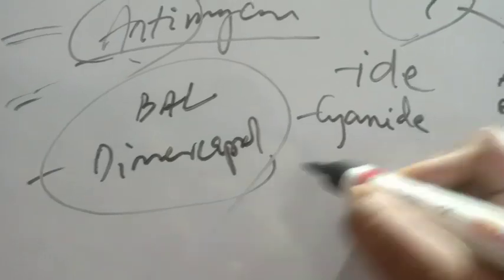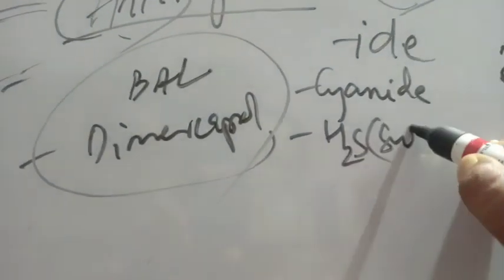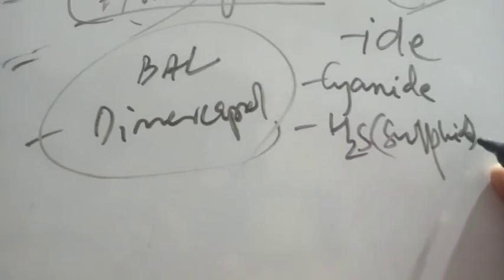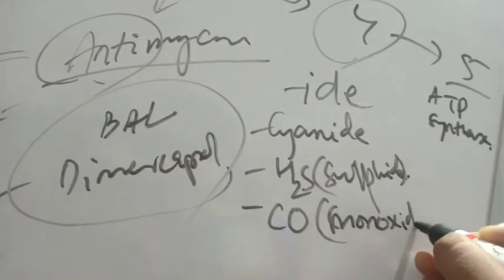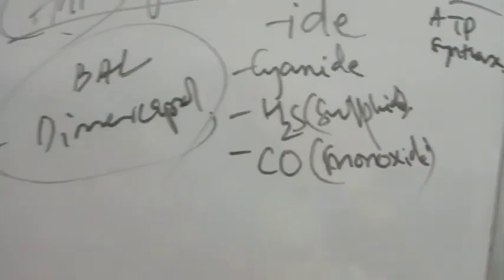Now complex 4. Complex 4 is everything which ends with IDE, cyanide, right? Cyanide, H2S. H2S is what? This is hydrogen sulfide, right? Then you have carbon monoxide, CO, carbon monoxide, right? Now, complex 5 is ATP synthase.